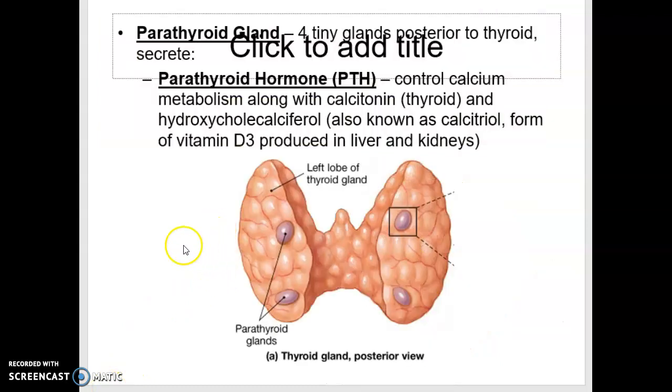Now again, we're seeing both of our glands here. We're seeing the thyroid gland with the lateral lobes on it and the isthmus, and we're seeing the parathyroid glands here on the back of that thyroid. Okay, so again, parathyroid glands produce parathyroid hormone. As we just said, parathyroid hormone increases calcium levels when we have low calcium in the blood.